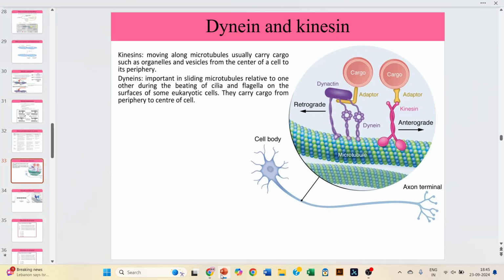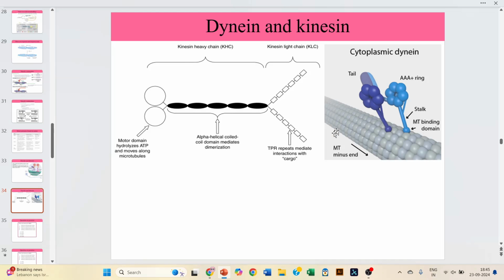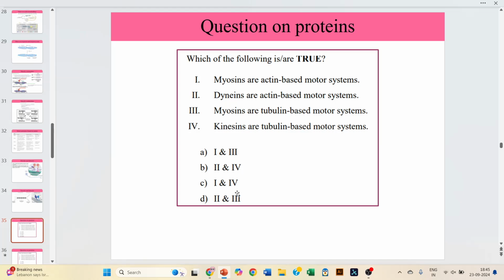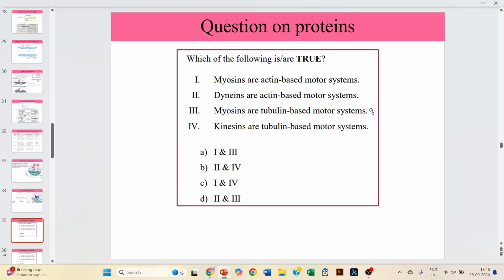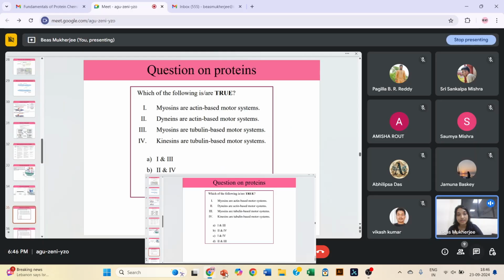Okay, right. Now we will look at the structures of dynein and kinesin. If you are interested, you can go through this, but for now we don't need this as such. Okay, so we'll actually go through this. See, kinesin has a heavy chain and a light chain. And this is cytoplasmic dynein. This is actually a multimer and this is how it travels. You can look at that later on in detail if you're interested.